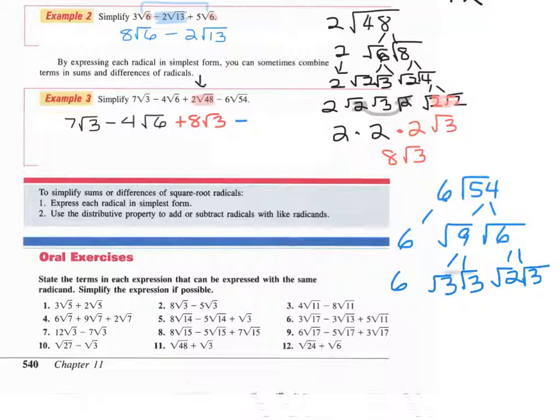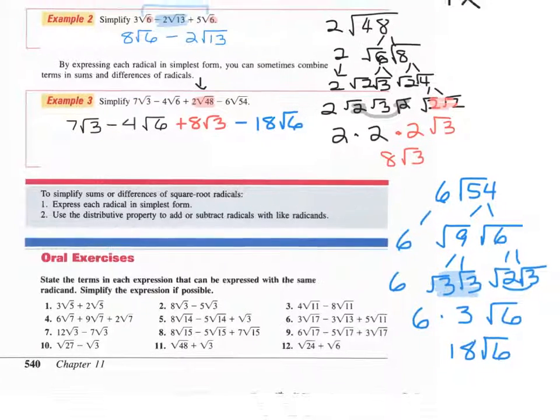Pair of 3's. Nothing else pairs up. So 6 is out. The pair of 3's, one of them comes out. And then I'm going to multiply the 2 times 3 back. So I get 18 square root 6. So that's what goes here. Now I have everything simplified.